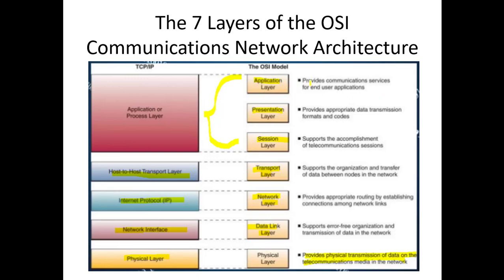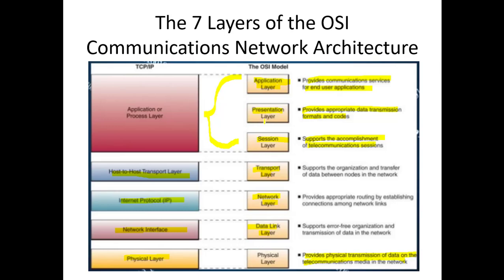When you say application layer, provides communication services for end user applications. When we say presentation layer, provides appropriate data transmission formats and codes. And we have session layer, supports the accomplishment of telecommunication sessions. So application layer, this is the environment where the user will work and communicate towards the computer, just like the web browser or a slide presentation. Then this is the 7th layer.